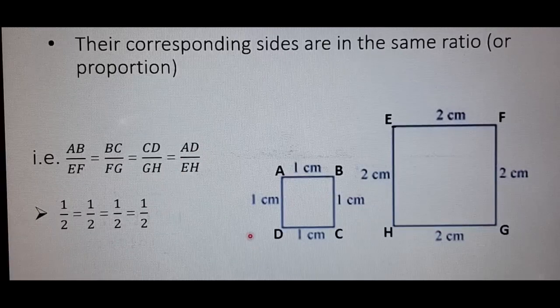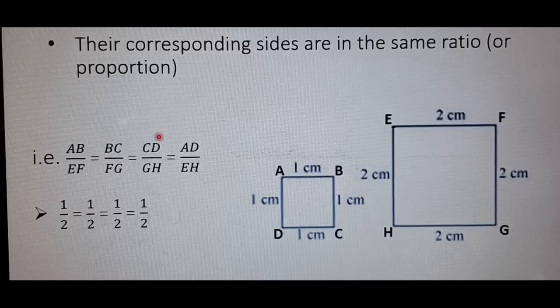And here I can see 1 by 2 is equal to 1 by 2 is equal to 1 by 2 is equal to 1 by 2. So we can see here the corresponding sides are in the same ratio. The ratio of all the corresponding sides is equal to 1 by 2. Or we can say corresponding sides are proportional to each other.